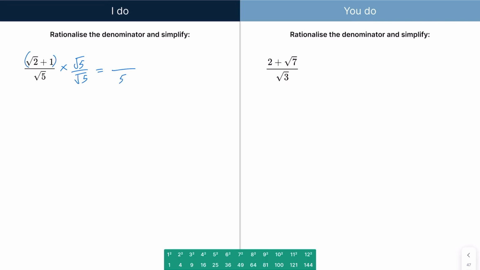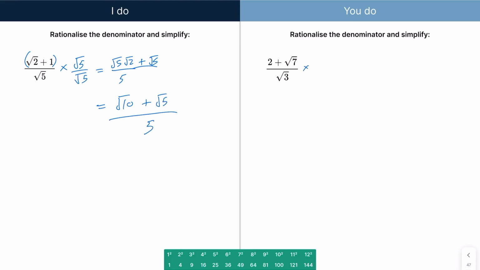Now with this, it's like expanding the single brackets. So that'll be root 5 root 2 plus root 5. Now, you can't simplify the 5 or 2, so we can just tidy that up. That'll be root 10 plus root 5 all over 5.